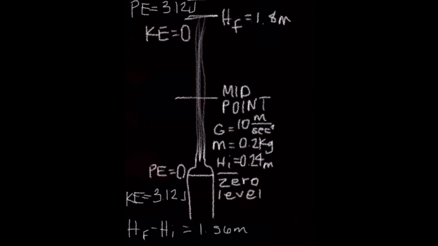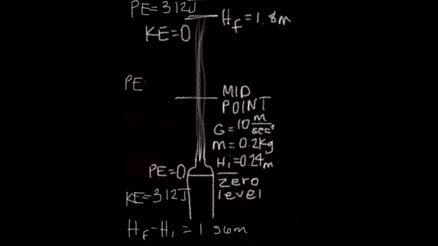Now, to calculate the PE and the KE at the midpoint, you must now take mechanical energy into account. Mechanical energy is the total energy KE plus PE. Therefore, if we take a look at the KE and PE of the zero level, it totals out to 3.12 joules. Now that we understand this, we can now say that the PE and the KE at the midpoint must add up to 3.12 joules.